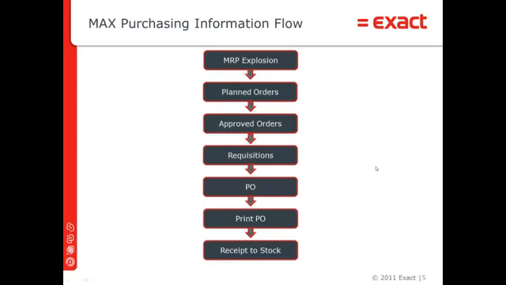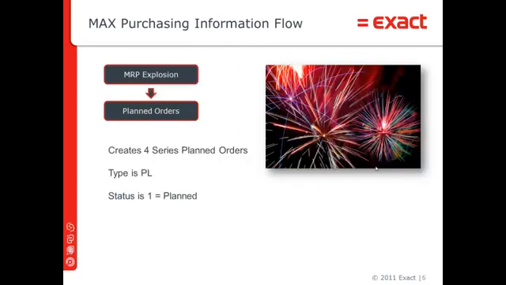Okay, so let's look at the flow of information and procedures. The screens and reports offered in the Purchasing Control module enable you to issue and track purchase parts within your system, including constantly changing delivery schedules and quantity information. Now, the MRP explosion is run first. That creates planned orders for the purchase parts. Those orders can then be approved, requisitions can be released, POs can then be released, which are then printed and sent to the vendor, and when the goods arrive, they can be received to stock in the Inventory Control module.